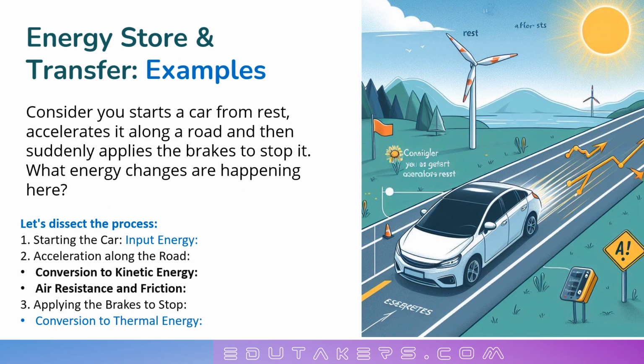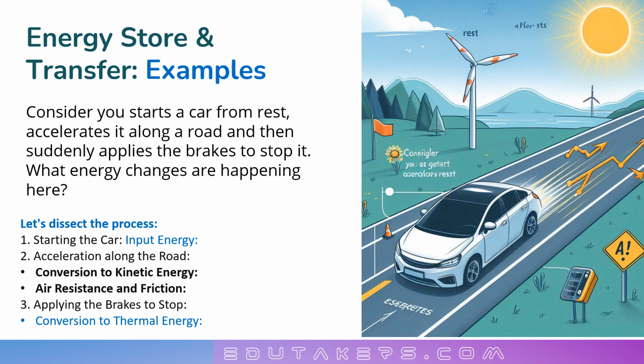When you start a car from rest, accelerate along a road, and then suddenly apply the brakes to stop, a series of energy changes occur. Let's dissect the process. First, starting the car. Input energy. Initially, you provide chemical energy to the car's engine by burning fuel, typically gasoline. This chemical energy is converted into kinetic energy as the engine components start moving. Some energy is lost to friction and other inefficiencies in the engine.